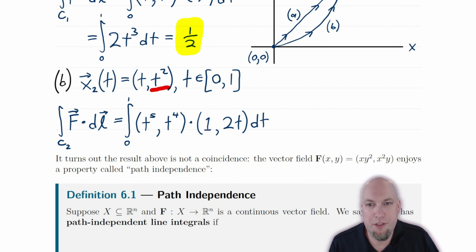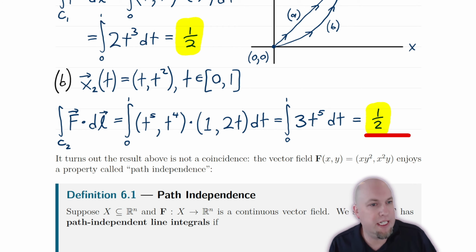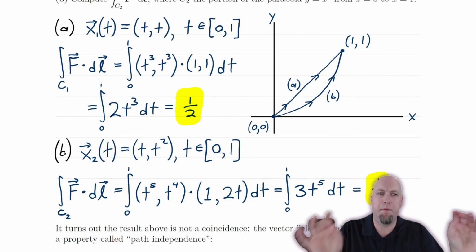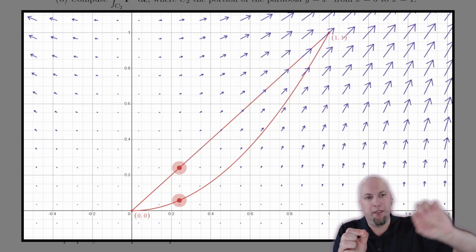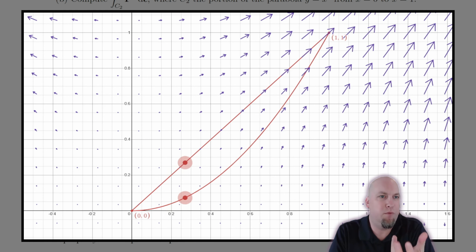So 1, 2t. You take the derivative in each entry, and you get this. You dot that together, you're going to get 3t to the power 5, and you integrate that, you're going to get 3t to the power 6 divided by 6. You plug in your endpoints, and you get a half. You get the exact same value for your vector line integral. Okay, so that's kind of suggestive. That's hardly a proof because this is just two particular paths between two particular points, but this is kind of suggestive of what I'm talking about.